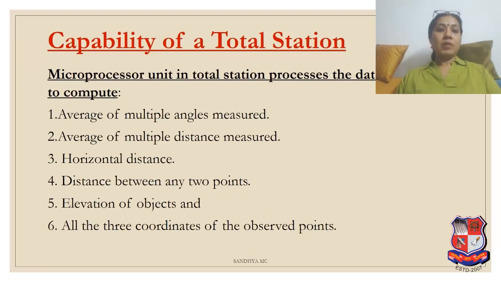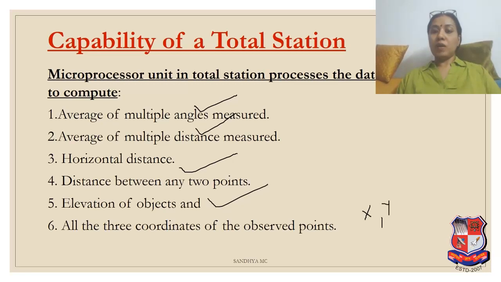Now we will see what is the capability of a total station. What are the things the total station is capable of. The microprocessor unit in the total station processes the data collected to compute the angle measurement, distance measurement, distance between any 2 points, elevation of a point, and 3 coordinates. What are the 3 coordinates? X, Y, and Z coordinates. X, Y is for the plan position, and Z is the altitude, the height of a point.